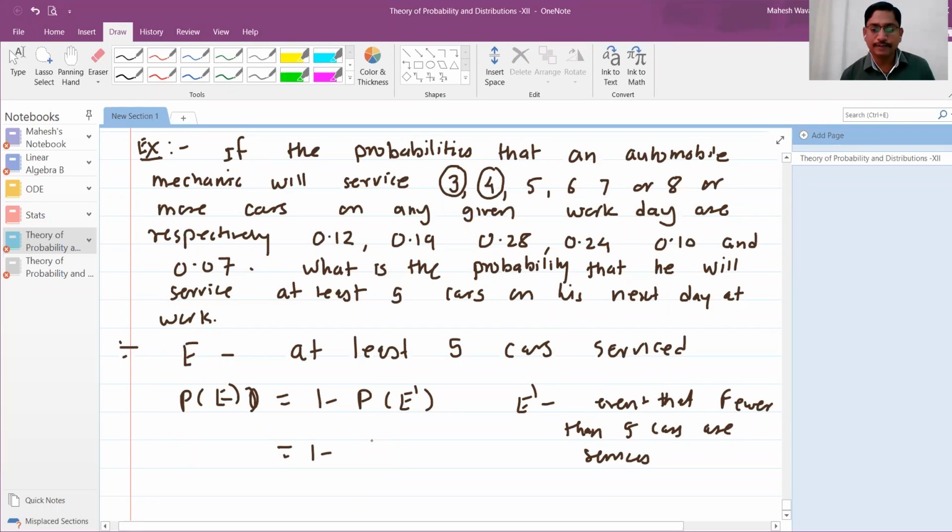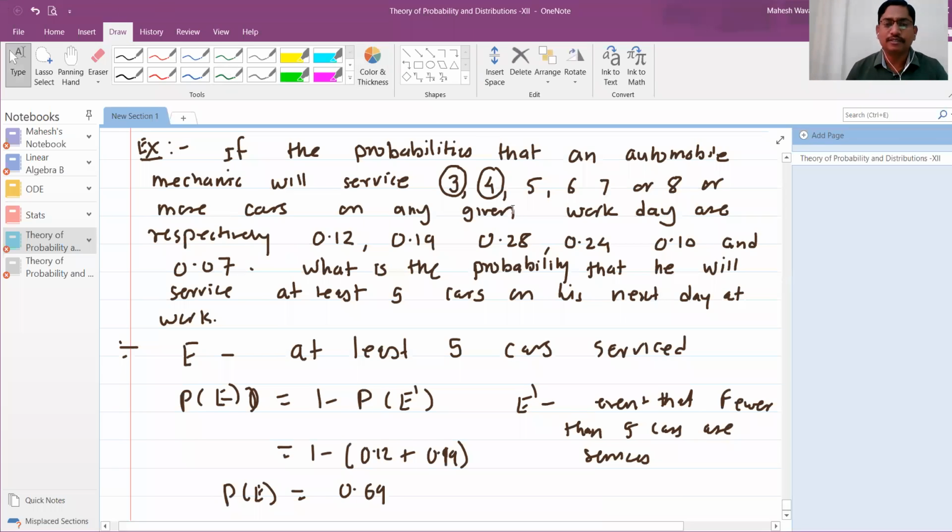Probability of servicing 3 cars is 0.12. Probability of servicing 4 cars is 0.19. And this calculation ends with 0.69. So probability of E is 0.69. You can also make a sum of 5, 6, 7, 8 or more.